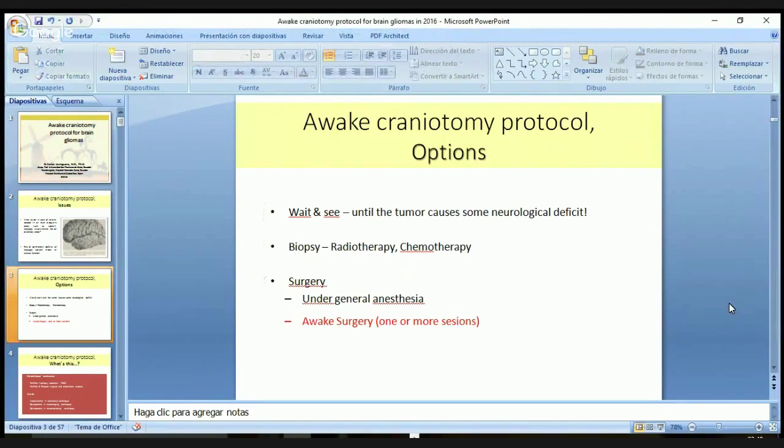We wait and see until the tumor causes some neurological deficits, or we can do a biopsy. Then after we know the pathological results, we can do radiotherapy or chemotherapy if it's possible, or we can do surgery. If we decide on surgery, what kind of surgery is the correct technique for these patients? Maybe under general anesthesia, or maybe doing an awake surgery. If we're doing an awake surgery, we can do it in one or in more sessions.